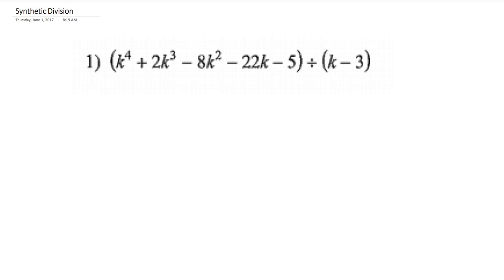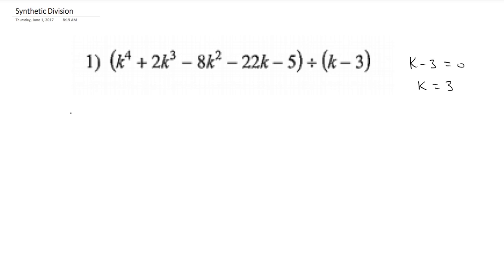Alright, so today we're going to be going over synthetic division. So similar to long division, but just another method. A little easier, I think. So we have this polynomial divided by k minus 3. If you think about k minus 3 for a second, if you set it equal to 0, you would get a solution of k is equal to 3.